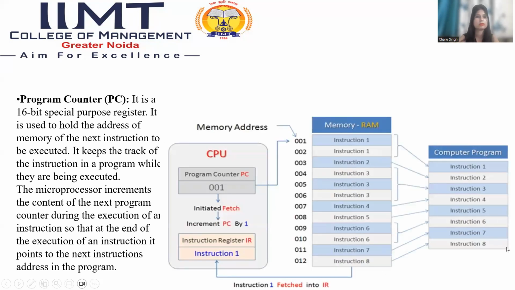Next, we have the program counter. Basically, the program counter is a 16-bit special purpose register. It is used to hold the memory address of the next instruction. Whenever we want to deal with data, all the data will occupy some memory, and the program counter will directly jump to the address of the actual data. So the program counter is the most important register in the 8085. It keeps track of the instructions of a program while they are being executed. The microprocessor increments the content of the program counter during the execution of an instruction, so that at the end of the execution, it points to the next instruction's address in the program.